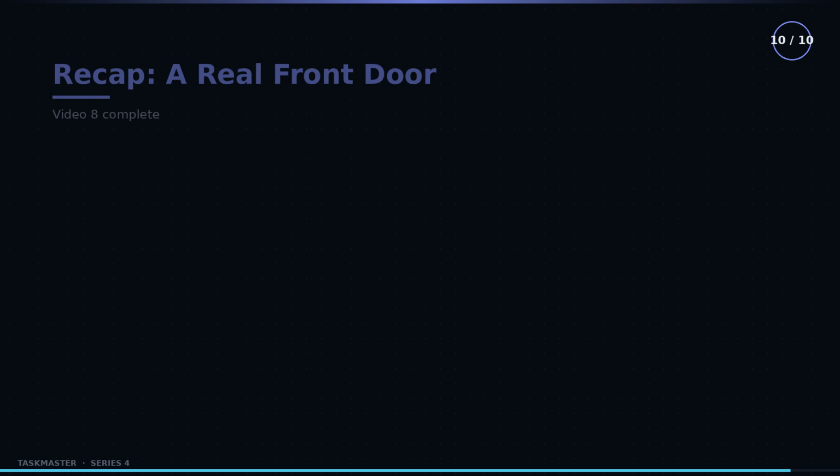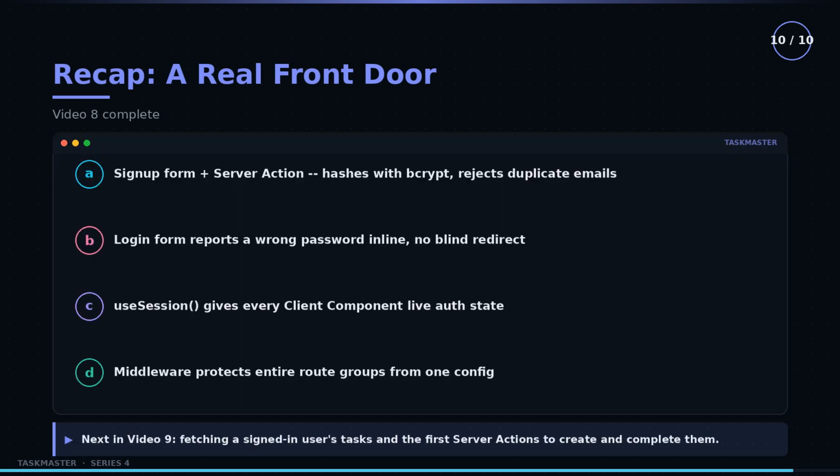Taskmaster now has a real front door: a sign-up form with a server action that hashes with bcrypt and rejects duplicate emails cleanly, a login form that reports a wrong password inline instead of redirecting blind, useSession giving every client component live access to who's signed in, and middleware protecting entire route groups from one config instead of a check bolted onto each page.